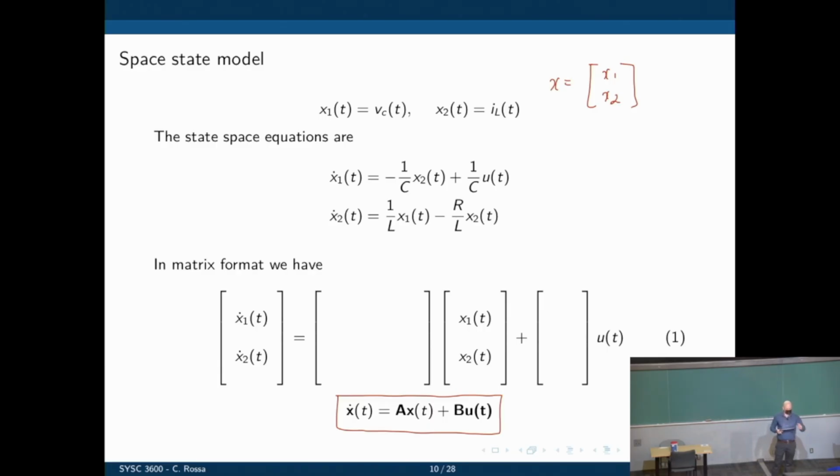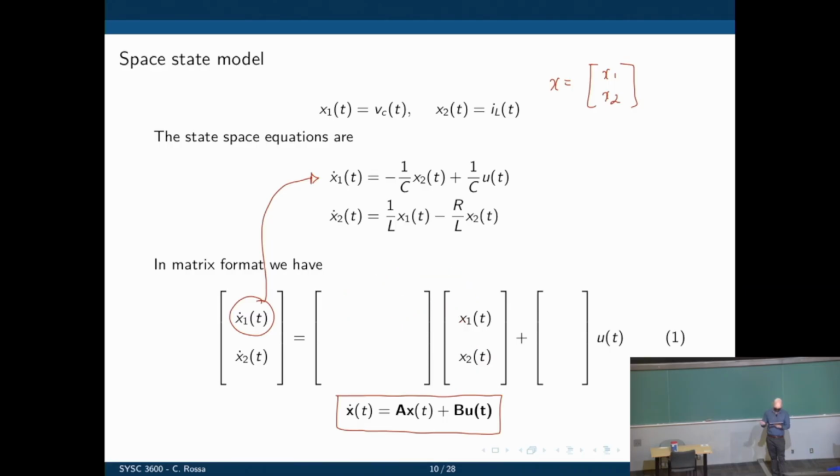What goes in each of these cells? Let's look at x1 dot. X1 dot is given by the top equation there. And we are now trying to recreate this equation in a matrix form. So we know that we have to multiply this cell by that cell, and this cell by that cell, and then we add everything up. So what goes in those positions?